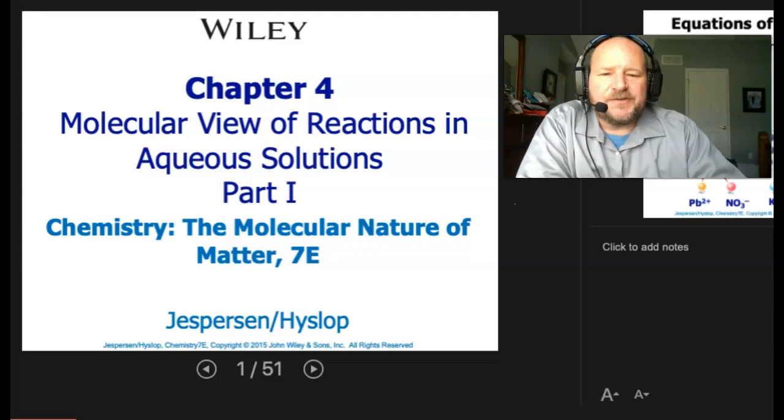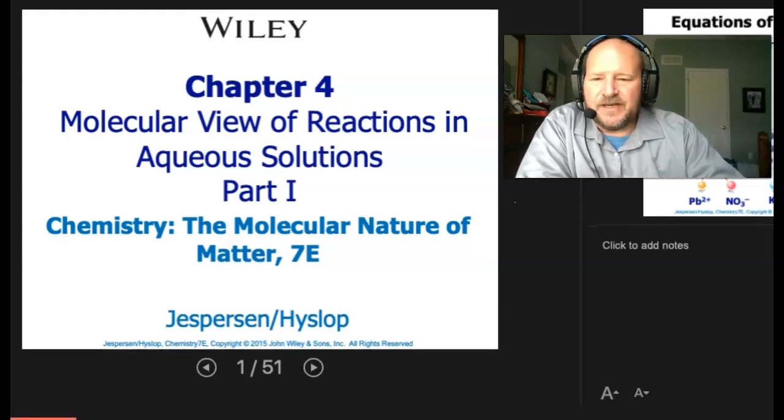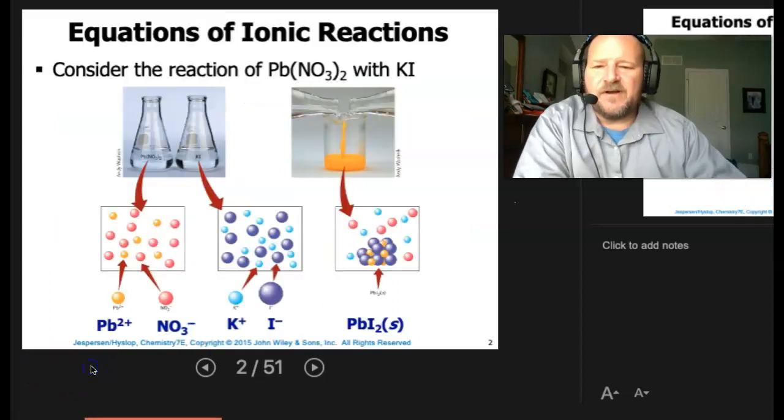So welcome to segment 2 of a molecular view of reactions in aqueous solutions, and we were just starting to get into the actual equations of ionic reactions. We're looking at the molecular view, and next we're going to switch over and start to look at the actual reactions themselves. So here's an equation for an ionic reaction.